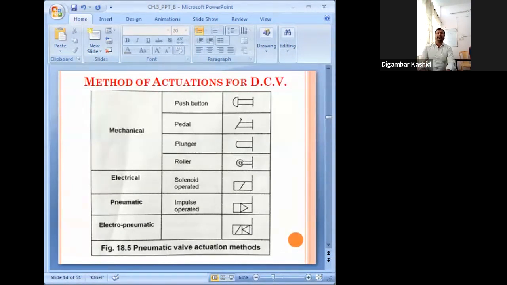And solenoid is an electrical actuation mechanism. So this is a solenoid operated valve, and its standard symbol is like this. Pneumatic means impulse operated, and its standard symbol is like this. And if you combine the solenoid and the pneumatic, this is called electro pneumatic, and its standard symbol is like this. So these are the different actuation mechanisms.